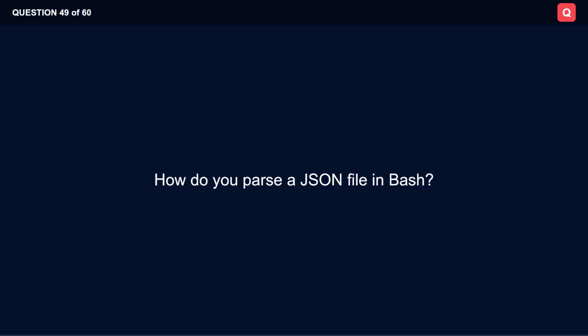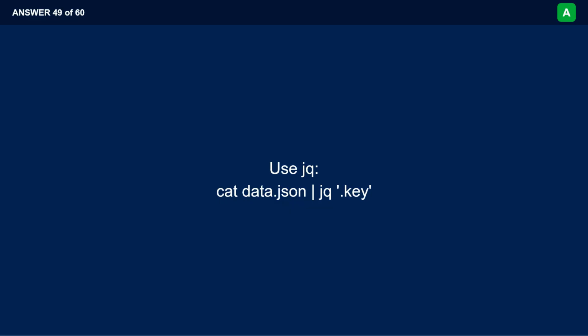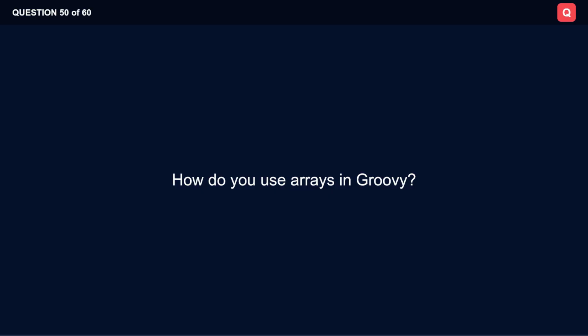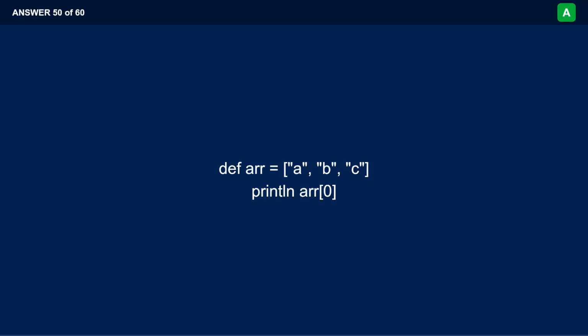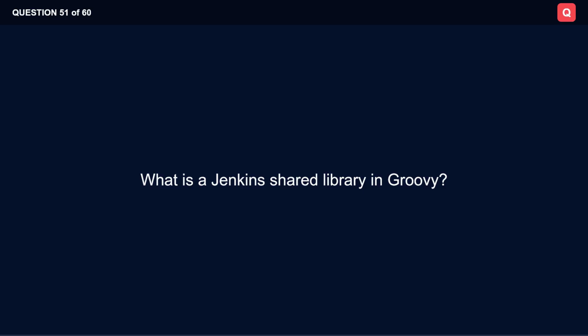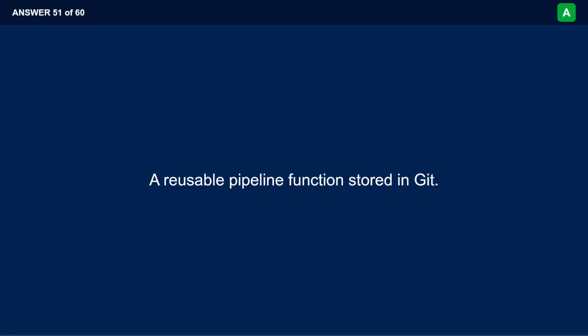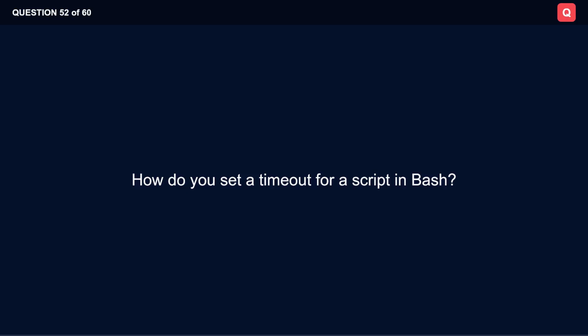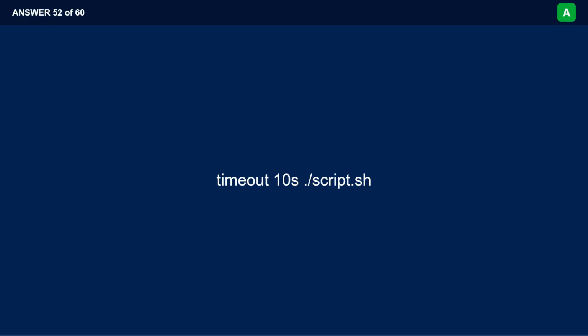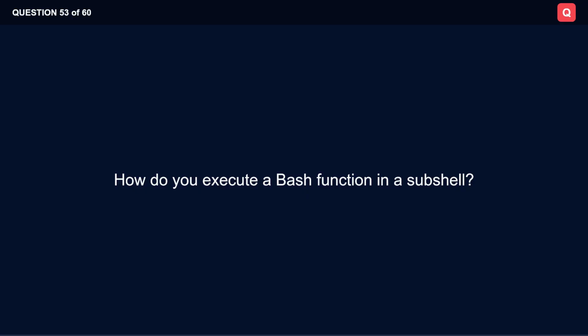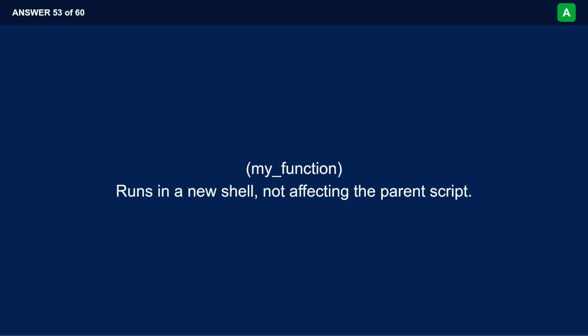How do you parse a JSON file in Bash? Use jq: cat file.json | jq .key. How do you use arrays in Groovy? def arr = ['a', 'b', 'c']; println arr[0]. What is a Jenkins shared library in Groovy? A reusable pipeline function stored in Git. How do you set a timeout for a script in Bash? timeout 10 ./script.sh. How do you execute a Bash function in a subshell? (myfunction) runs in a new shell, not affecting the parent script.